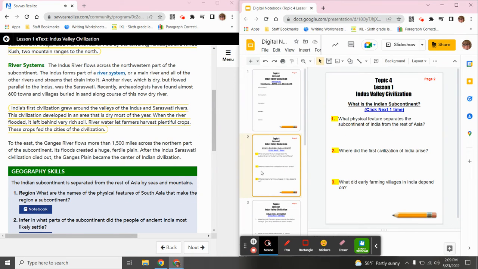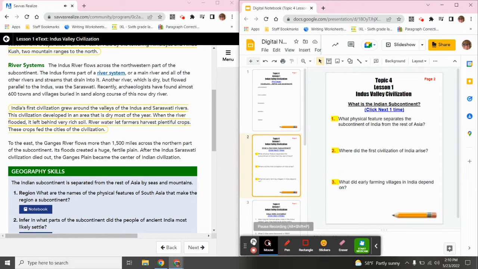River systems. The Indus River flows across the northwestern part of the subcontinent. The Indus forms part of a river system, or a main river, and all of the other rivers and streams that drain into it. Another river, which is dry, but flowed parallel to the Indus, was the Saraswati. Recently, archaeologists have found almost 600 towns and villages buried in sand along the course of this now dry river. India's first civilization grew around the valleys of the Indus and Saraswati rivers.